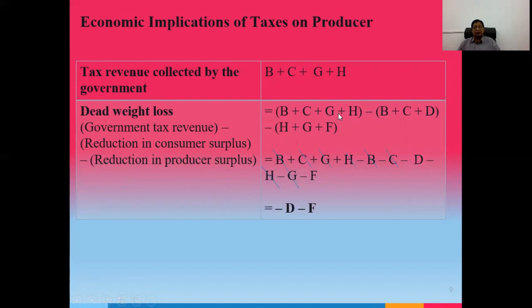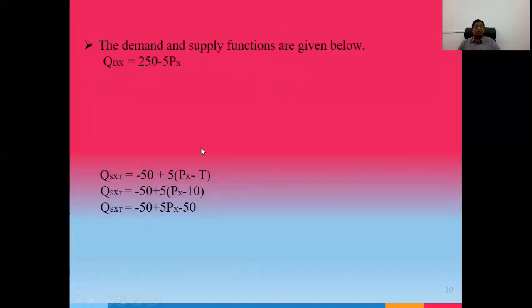Government tax revenue is given by BCGH. Reduction in consumer surplus is given by the area of BCD. Reduction in producer surplus is given by HGF. Then you can cancel out positive terms with negative terms. Then you will get minus T minus F as the deadweight loss, as I explained with the help of the previous diagram.